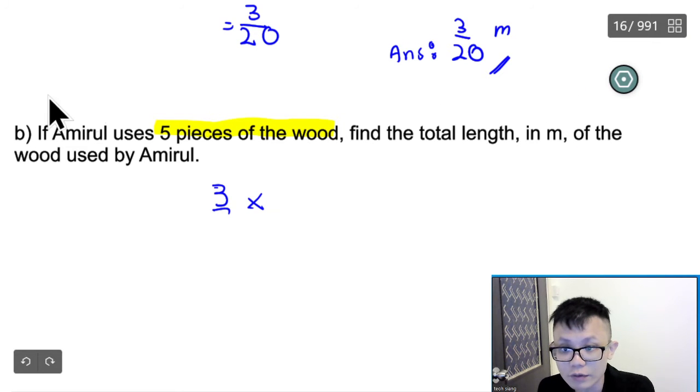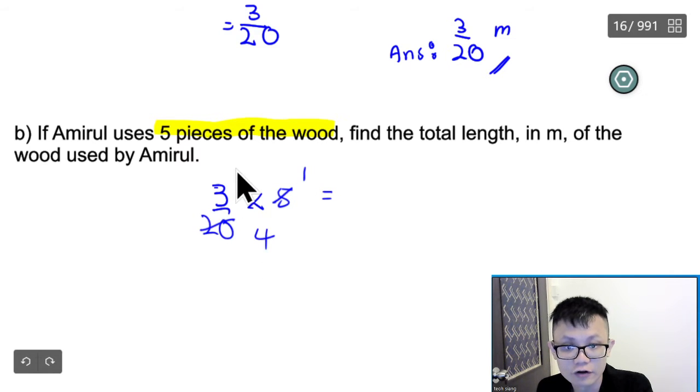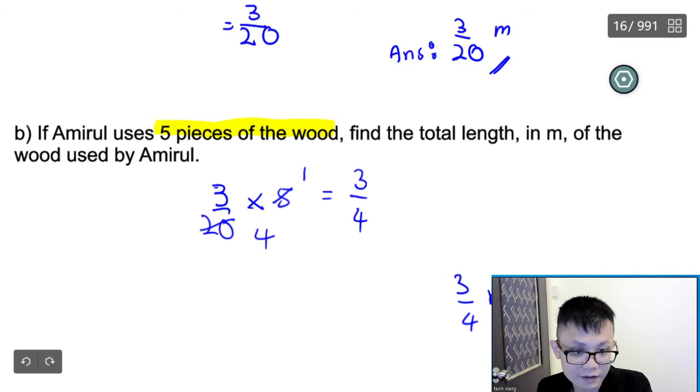So 3 over 20 times 5, correct or not? This one divided by 5, I get 1. 20 divided by 5, I get 4. 3 times 1 is 3 over 4. So the answer will be 3 over 4 meter. Okay, this is the answer.